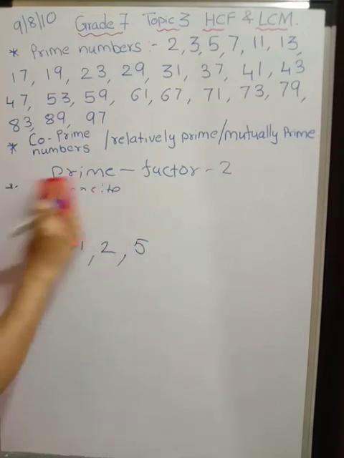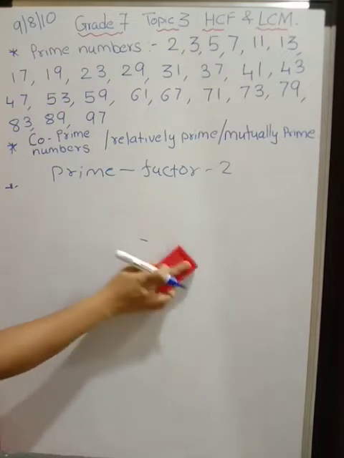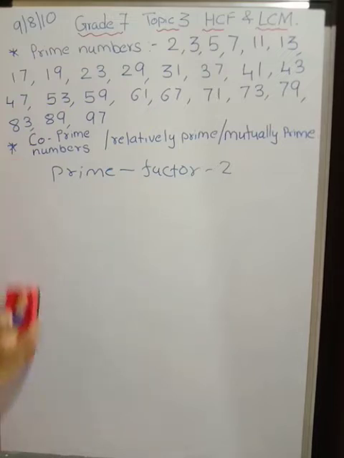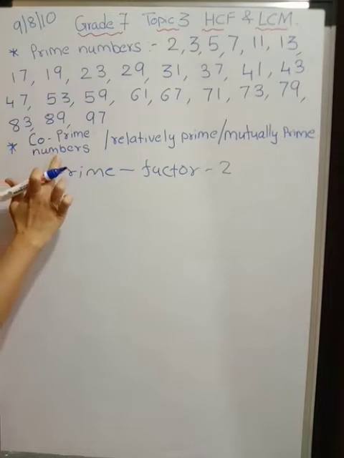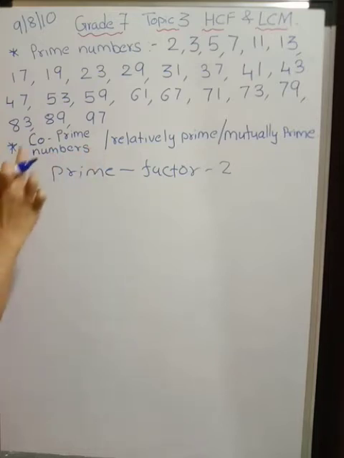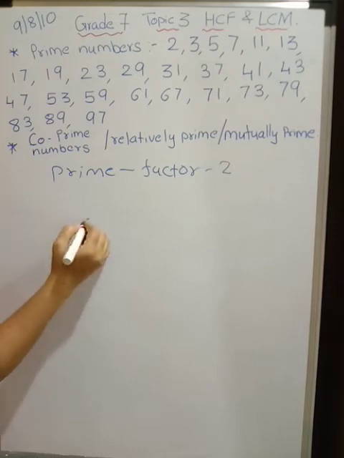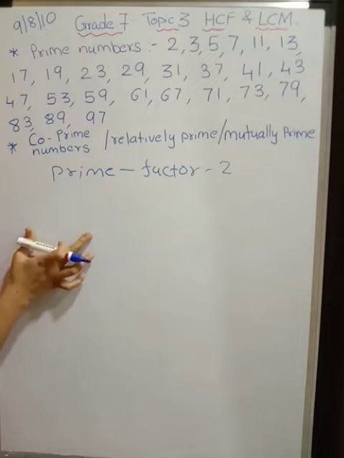Okay, now once you know what composite numbers and prime numbers are, let us understand what we mean by co-prime numbers. Co-prime numbers are also called relatively prime or mutual prime. Co-prime numbers are any two numbers. Any two means what? It can be one composite number and one prime number. It can be both prime numbers.